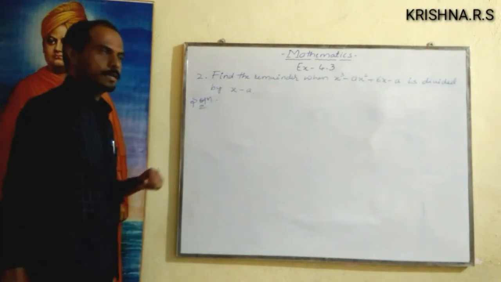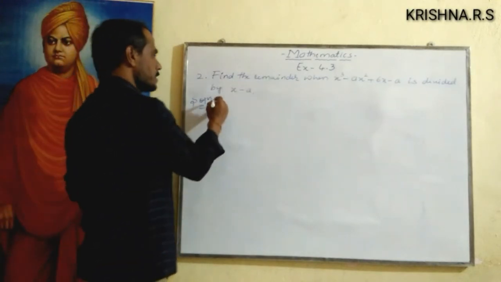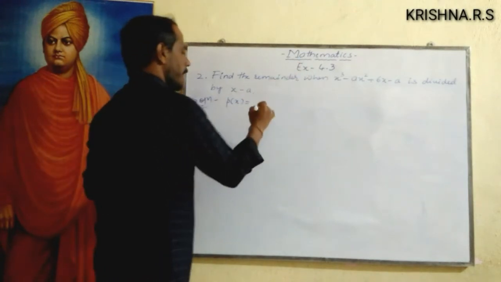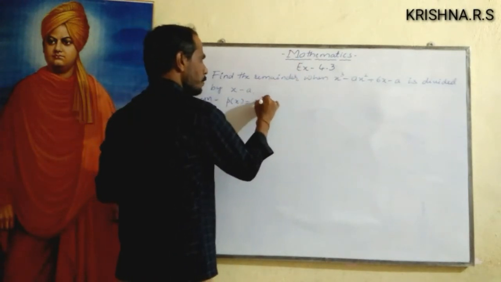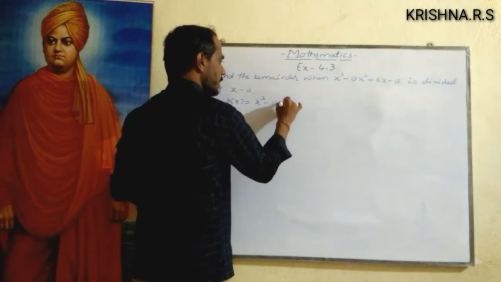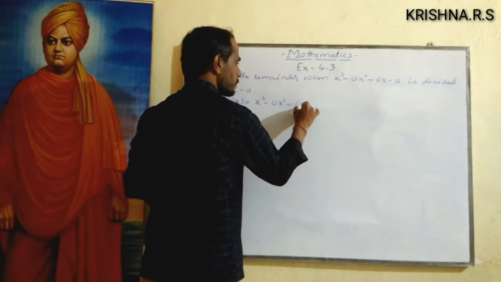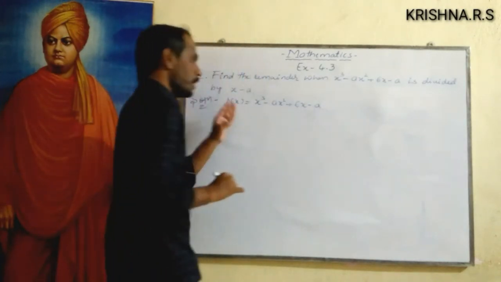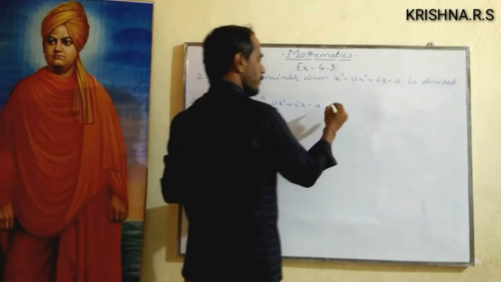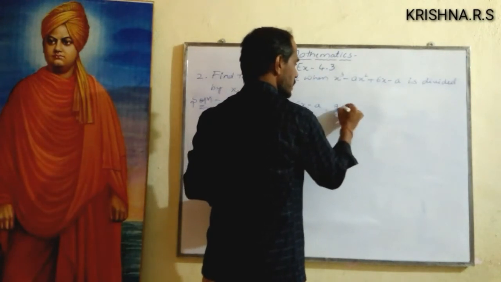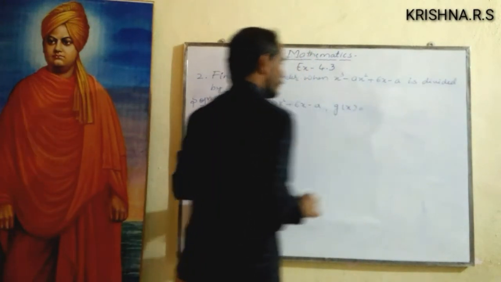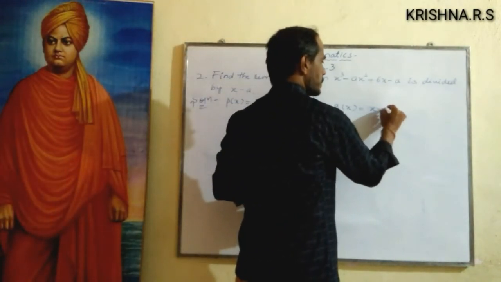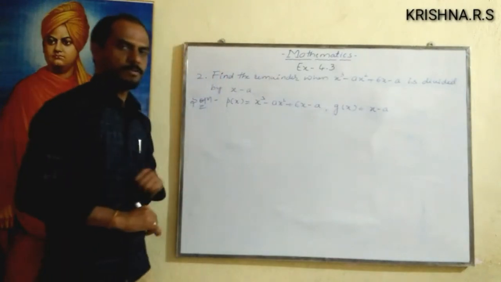Let us see here. The given polynomial we call P of x. P of x is equal to x cube minus ax square plus 6x minus a. Okay, it is a polynomial. The divisor, which one? G of x. G of x is equal to x minus a. X minus a is the g of x.